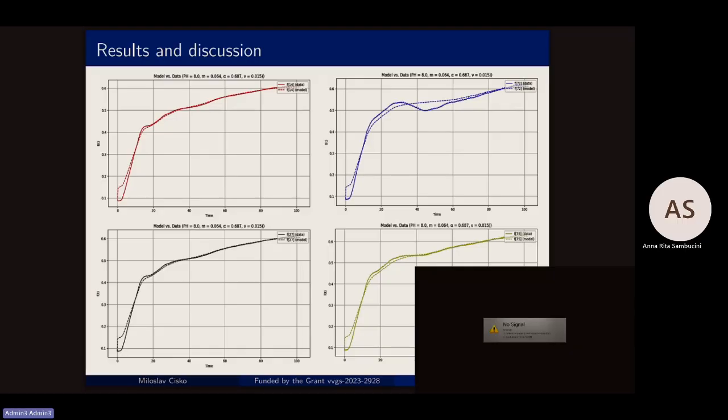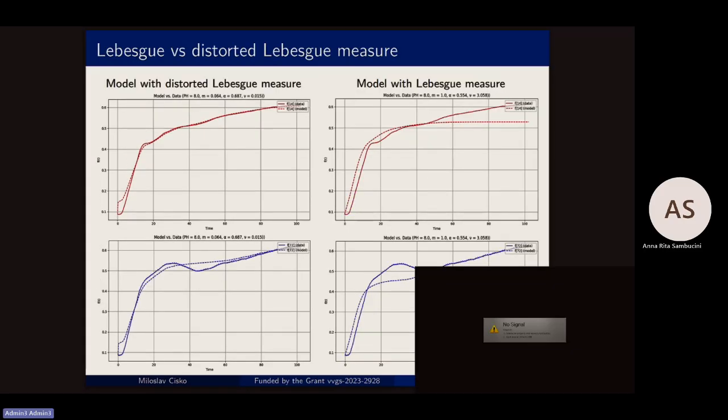These are different measurements because we have 96 measurements. Yeah, the data are also different. And just to compare it with the distorted Lebesgue measure, as I said, this is m equal to 0.064, and here we fixed m to 1, so we have the standard Lebesgue measure. We can see that those graphs are not as good as ours.